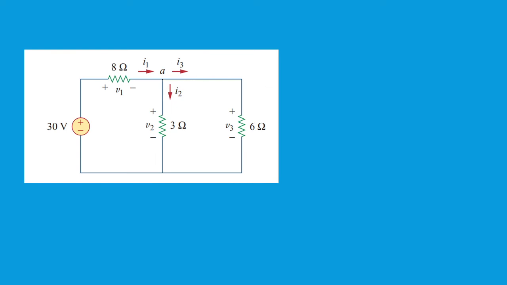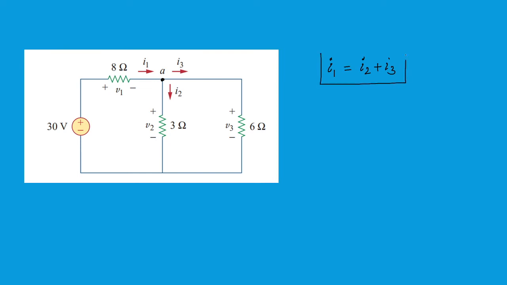So at node A, which currents are coming in? Current I1 is coming, and current I3 is leaving, and current I2 is also leaving. So I can say I1 is equal to I2 plus I3.